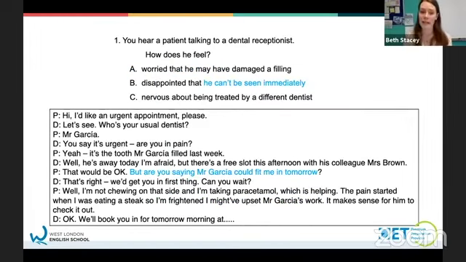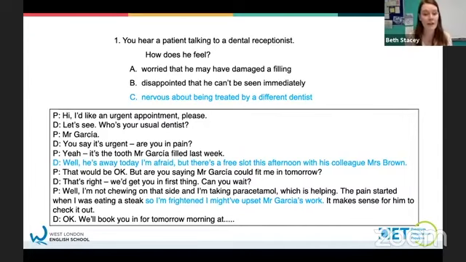So option B, disappointed that he can't be seen immediately. And the patient says, but are you saying Mr. Garcia could fit me in tomorrow? But remember that the question is, how does he feel? And is he disappointed that he can't be seen immediately? Well, no, he's not. Because when they say there's a free slot this afternoon with his colleague, Mrs. Brown, the patient says that would be okay. So he's not disappointed.